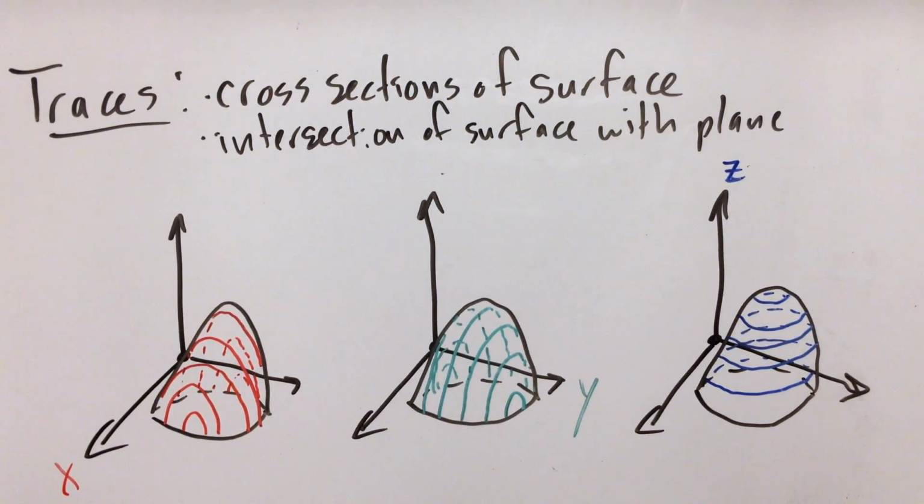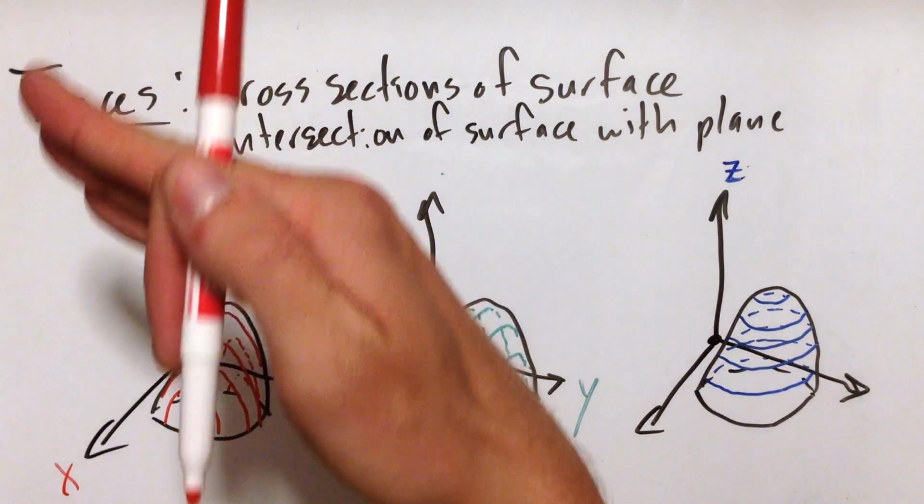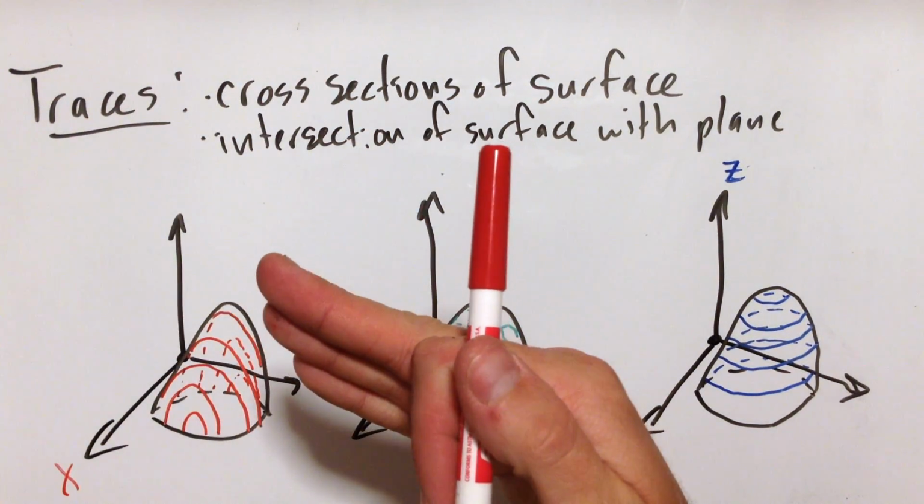surfaces and their graphs in 3D space, we're going to be interested in something called traces, which are the cross sections of a surface. And in a more mathematical sense, they are intersections of a surface with planes. Generally, these planes are going to be where we hold one of the coordinates constant. So for example, over here, these are my traces in the x direction. These are where I'm taking x to be constant.